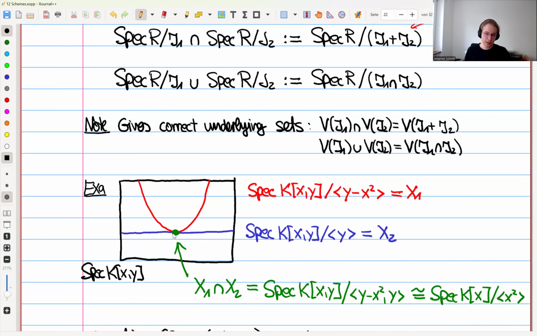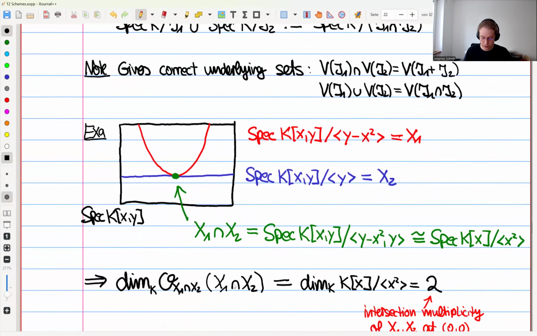In particular, you see, if we took the radical here, then we would just get Spec of k[x] modulo x, which would just be Spec k, a single point sitting inside here. But instead, with this scheme-theoretic intersection, we can remember that this point has a bit of intersection multiplicity.